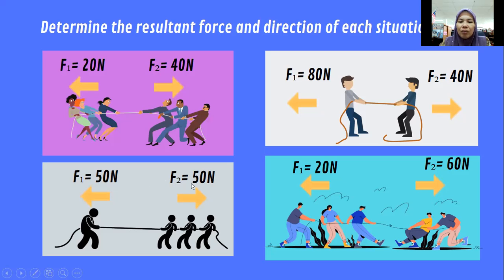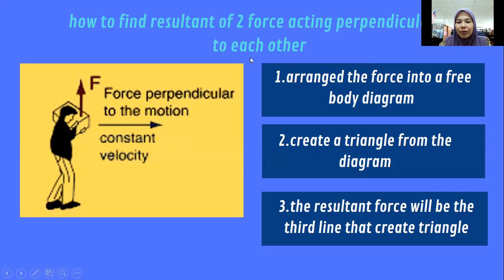Here, the forces have equal magnitude, so we call this object in the state of stationary, or the object is at rest. Then the situation with 60 and 20: 60 minus 20 is equal to 40 Newton to the right. Easy, right? Okay, so we come to the other situation.